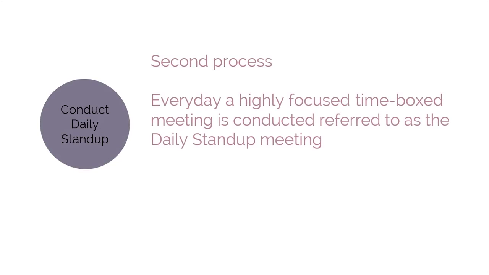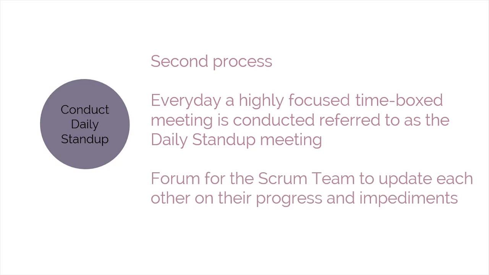The second process performed is conduct daily stand-up. Every day, a highly focused, time-boxed meeting is conducted, which is called the daily stand-up meeting. This is the forum for the Scrum team to update each other on their progress and any impediments they may be facing. The last process conducted during the implement phase is Scrum prioritized product backlog.